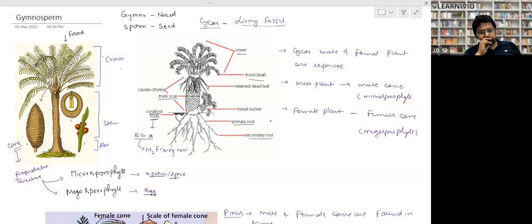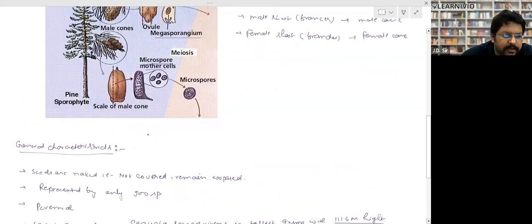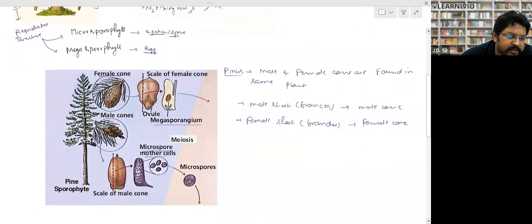Sir, what do conifers help in? Sorry, what is? Conifers. Actually, they are cone kind of plants, and they are a type of gymnosperm. They are called conifers. Like these. Look, this plant is pinus, right? Their shape is cone-like. They are called conifers. Why?